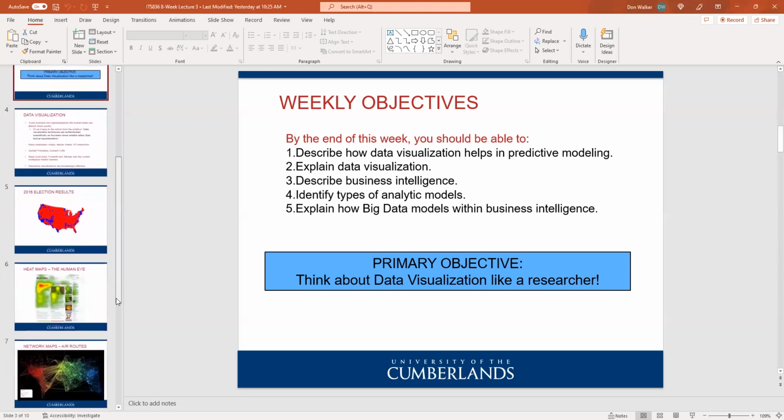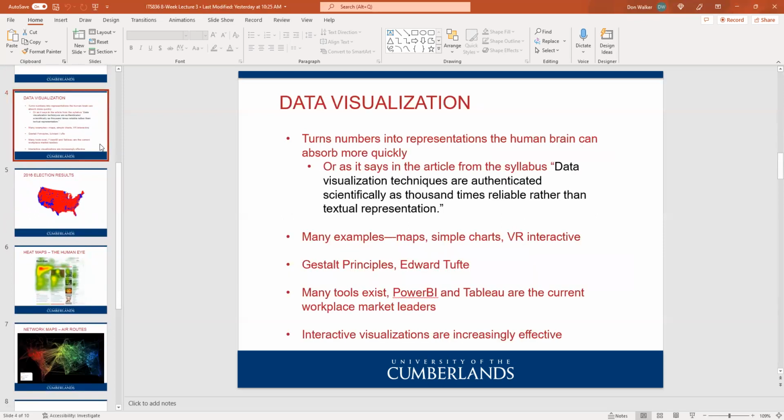You're not here to become an expert in the topic. I know it's counterintuitive. Okay, so data visualization, it literally is just taking numbers, and we've all seen spreadsheets where, even combing through it and reading the data, if the data gets to be more than three or four items, you can't see the distribution of the data. You can't see the predominant values. You can't see outliers. So data visualization turns numbers into representations the brain can quickly absorb.